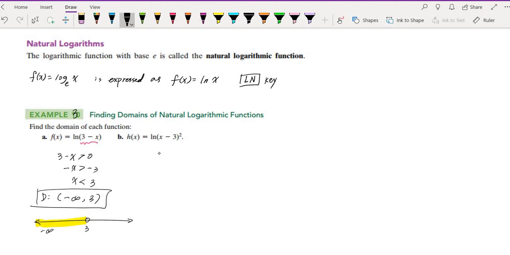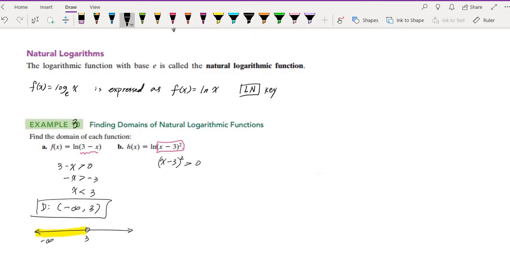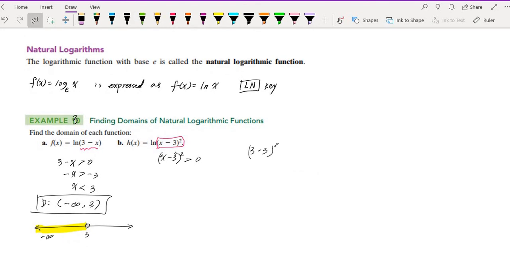So that is my answer. Now let's look at part B. Again, anytime we have something like this, all we have to do is set that, x minus 3 squared, greater than 0. When you look at this, no matter what happens, when we square something, we always get something positive, right? But because our domain can only be greater than 0, cannot be 0, you have to think about this. What if I put x equals 3? Then you're going to have 0 squared, and then you get 0, right?